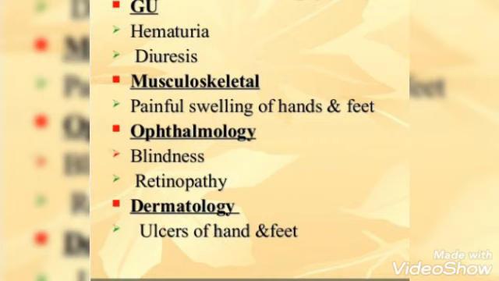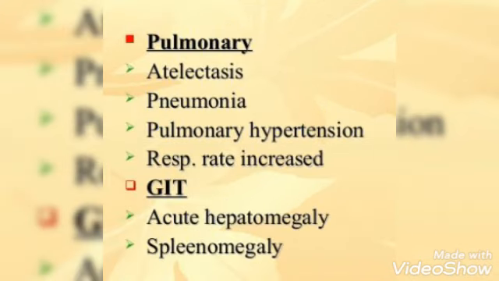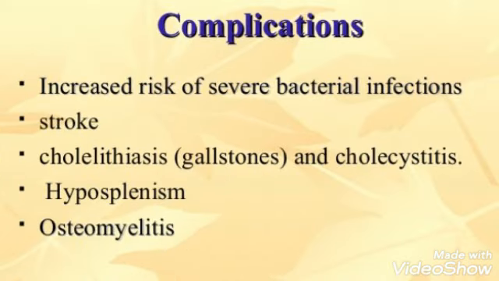In the musculoskeletal system, there is painful swelling of hands and feet. In ophthalmology, there could be blindness and retinopathy. In dermatology, there are ulcers. In the lungs, it causes pneumonia, atelectasis, and pulmonary hypertension. Respiratory rate also gets increased. In the GIT, it can cause hepatomegaly and splenomegaly. Besides this, microinfarction of carpal and tarsal bones results in bony pains, which is described as hand-foot syndrome.